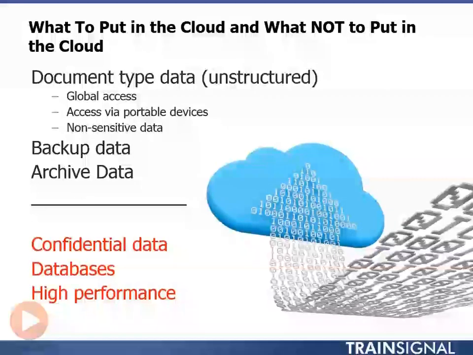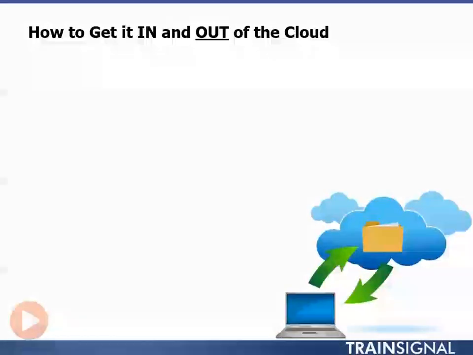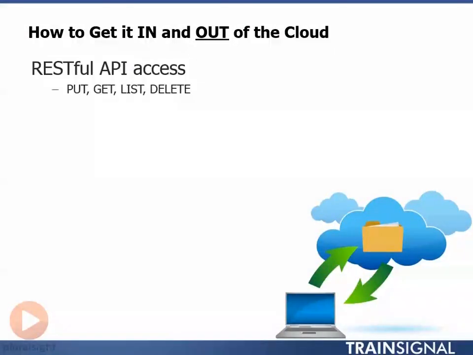Right, so now we've got a bit of an idea what might be good and bad ideas to throw up into the cloud. Let's see how we actually get data up into the cloud, and of course, how we get it back down again. First up, and this is a hallmark of cloud storage, RESTful APIs. Cloud storage is almost always accessed via REST APIs that use the common HTTP verbs like put, get, list, delete. For example, you use the put verb to put data into the cloud and the get verb to get it back.